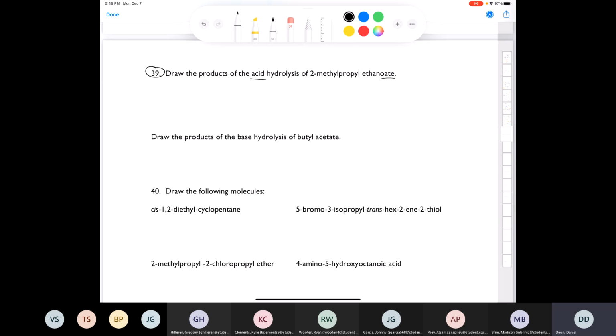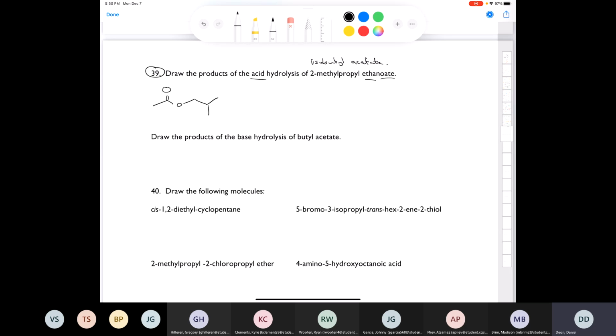So let's start by drawing the compound, 2-methylpropyl ethanoate. Now, we already drew a 2-methylpropyl earlier tonight, so I won't spend a lot of time on that. We have our 2, here's our 1, 2, 3, there's our 2-methylpropyl. If it's an ethanoate, that means it's got 2 carbons like that. So you could also call this compound isobutyl acetate. So isobutyl acetate would be the common name of that ester.